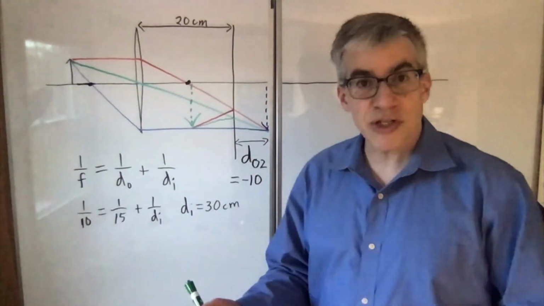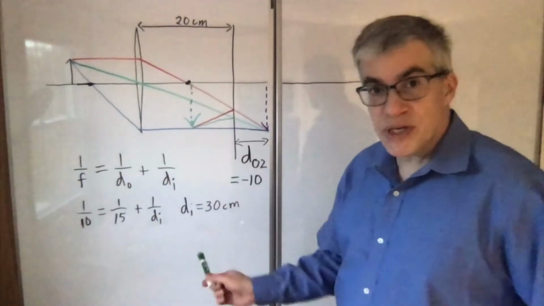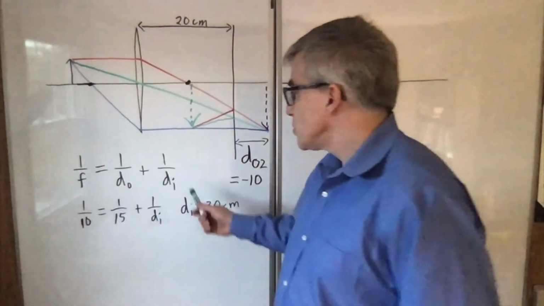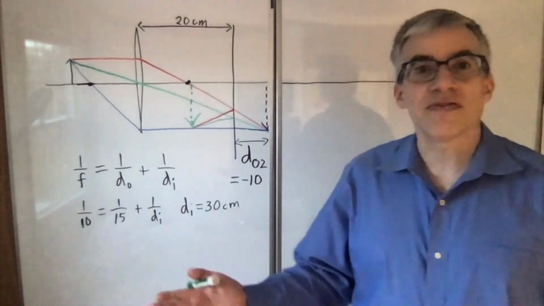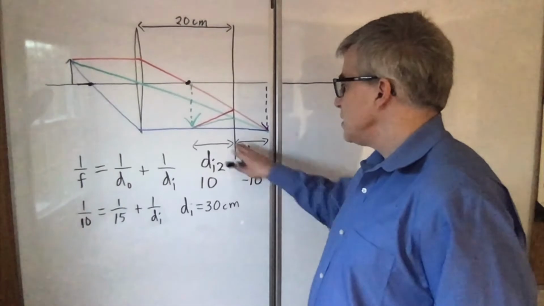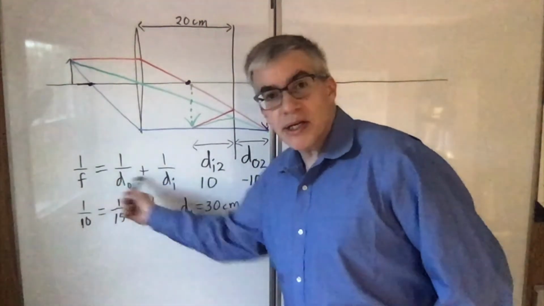Finding the exact position of that, we can simply use the formula, except for a flat mirror, the focal length is infinite. 1 over infinity is 0. So DO and DI are always just negatives of each other for a flat mirror. So if DO2 is negative 10, DI2 is simply positive 10. And if you had a focal length, you'd simply plug it into the formula.